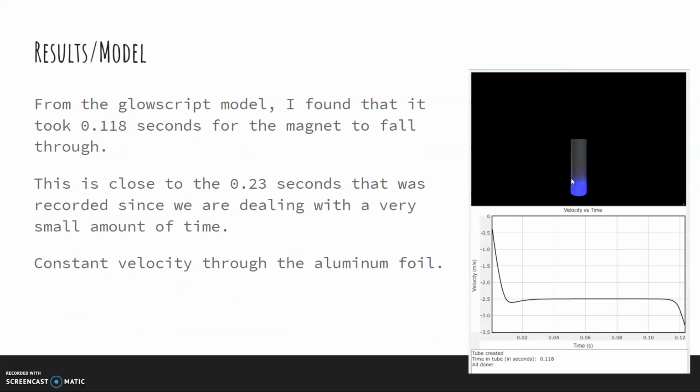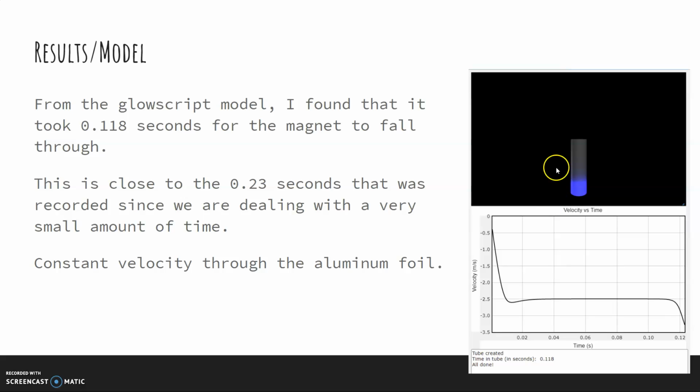Once we run our GlowScript model, we have this shown on the right. The GlowScript model predicted that it would take 0.118 seconds for the magnet to fall through, which was fairly close to the time that we got, which was 0.23 seconds. Although it may be twice, we're dealing with really small numbers, so I'd say it's pretty close.